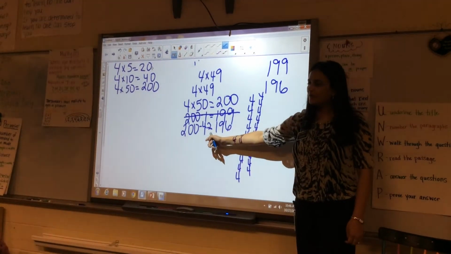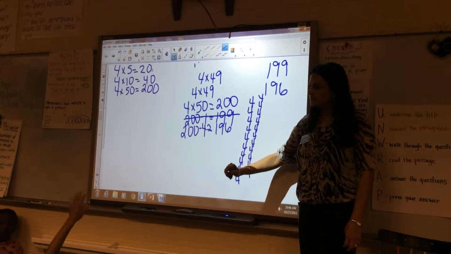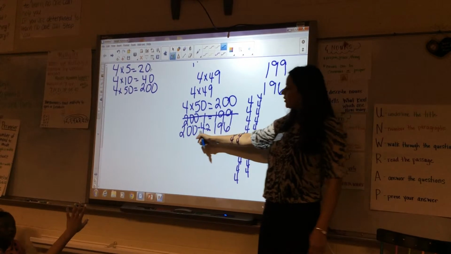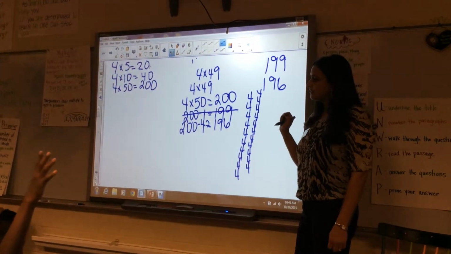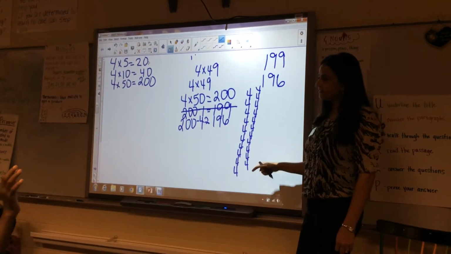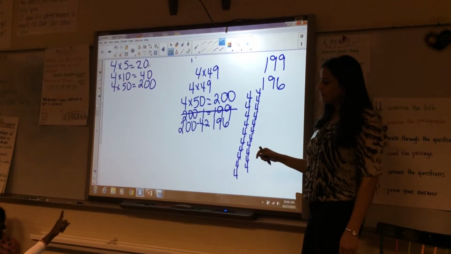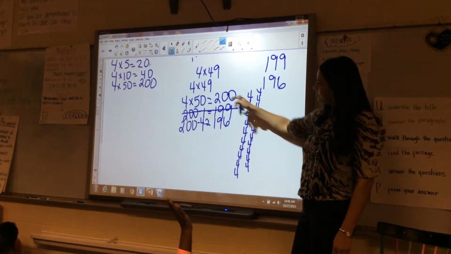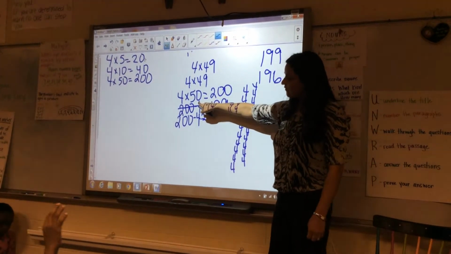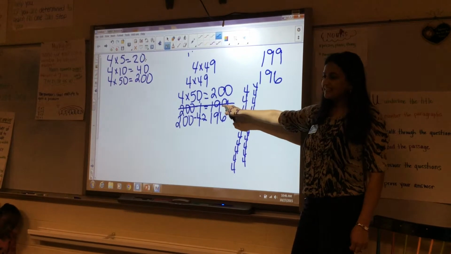Why did I take 4 away and not 1? Who can tell me why did I take 4 from this problem and not 1? How many 4s did I do in the beginning? 50 4s. And I did an extra 4.